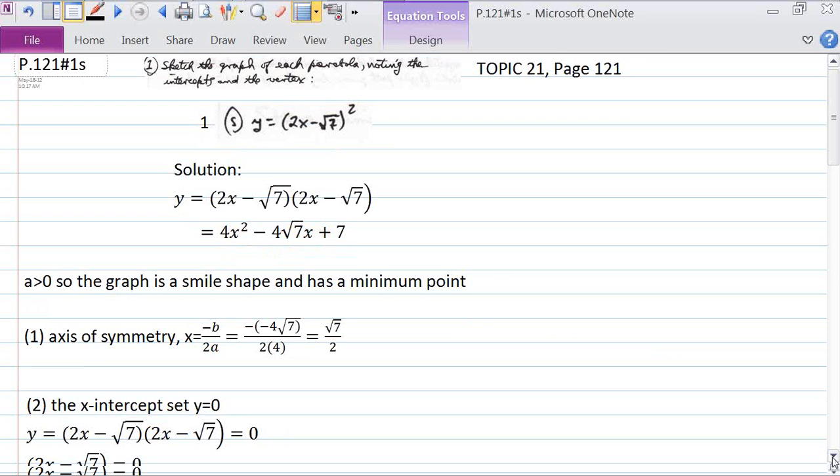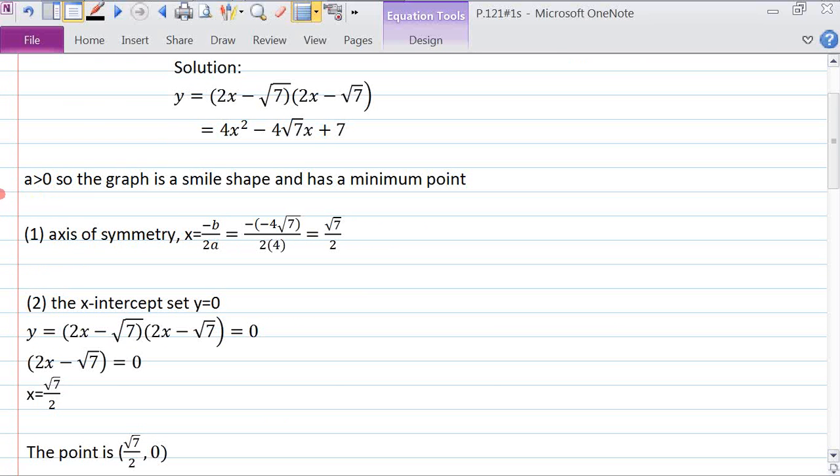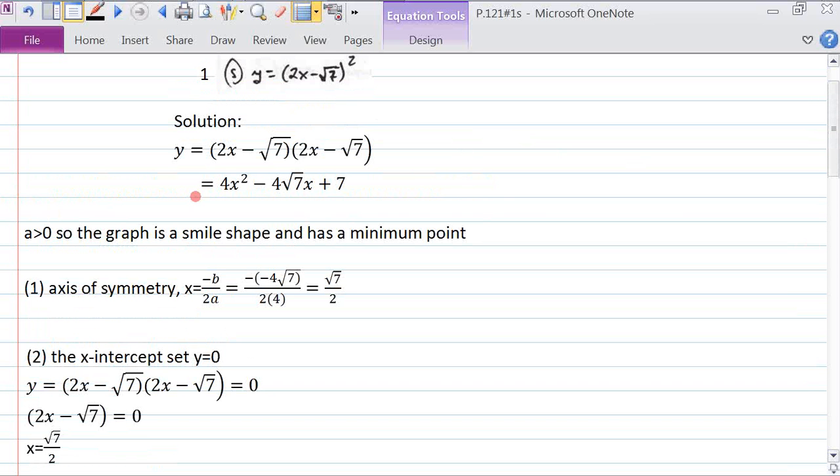Now, since the coefficient of x squared is positive right here, the graph has a smile shape, and the vertex will be the minimum point. The axis of symmetry is x equals minus b over 2a.